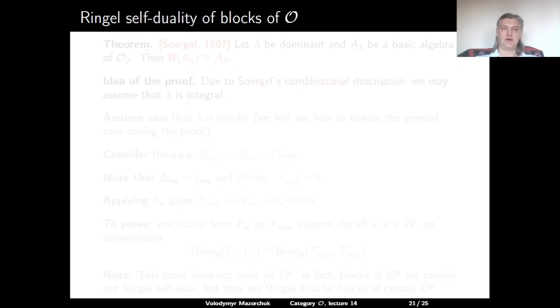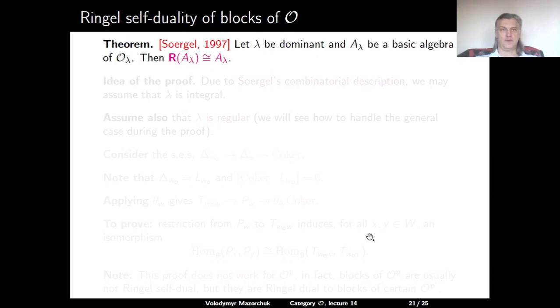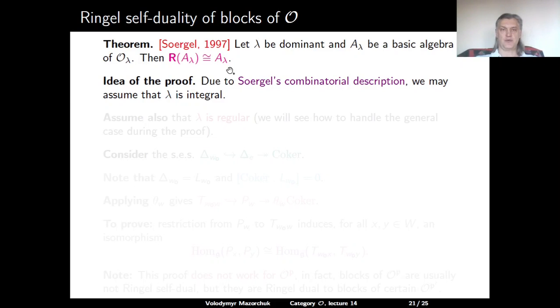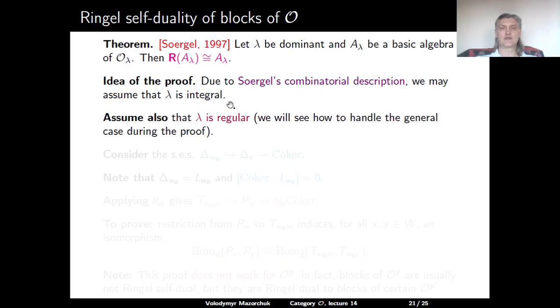So now we can talk about Ringel self-duality of blocks of O. The theorem, which is due to Soergel from '97: let lambda be a dominant weight and A lambda a basic algebra of O lambda. Then the Ringel dual of A lambda is isomorphic to A lambda. So here is the idea of the proof. Taking Soergel's combinatorial description into account, we may assume that lambda is integral. We can also assume that lambda is regular, and the general case can be handled using translation to the wall.